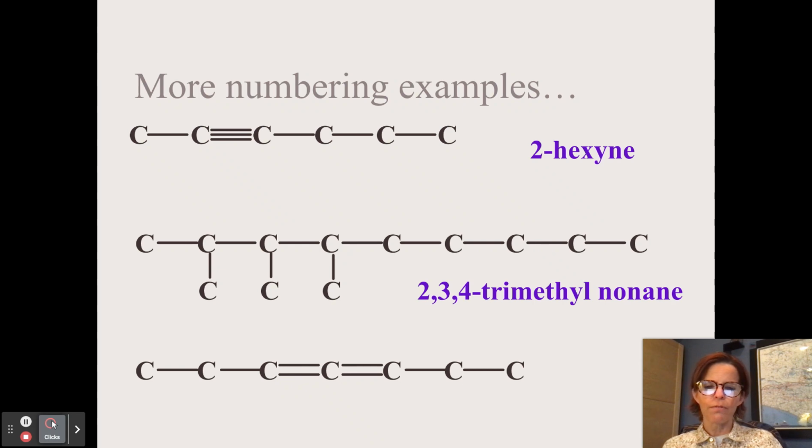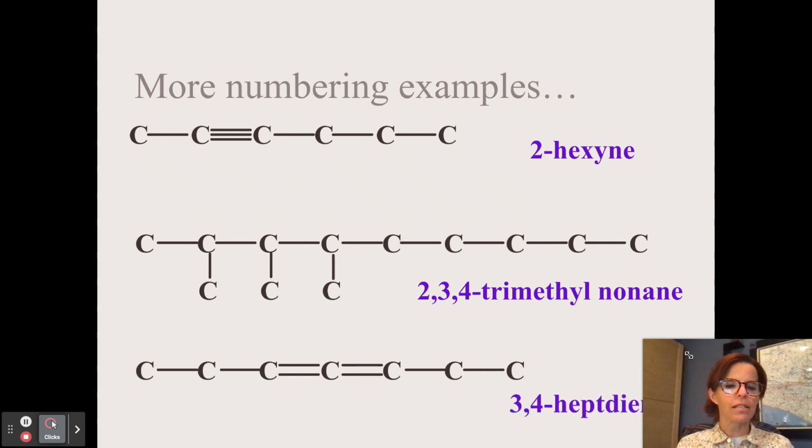So it starts at carbon 3 and it starts at carbon 4. And this was a 1, 2, 3, 4, 5, 6, 7. So this is a heptene. And then you have to tell me where it was located.